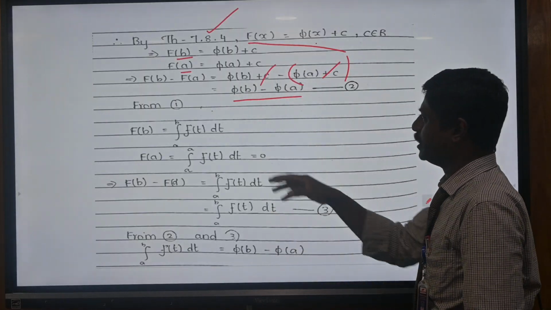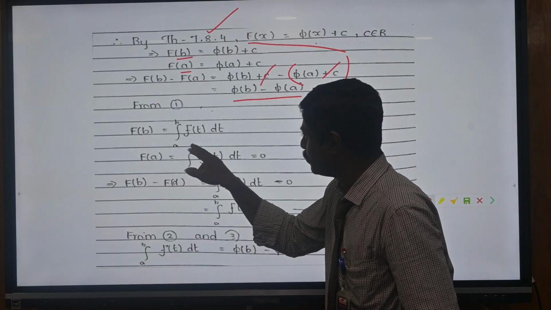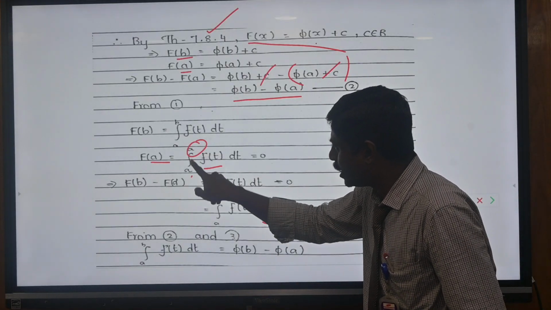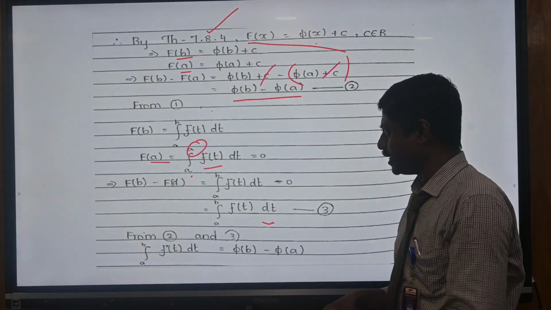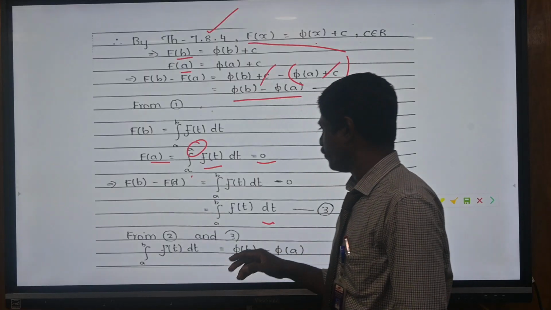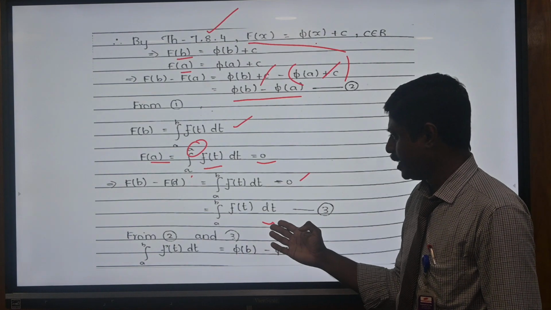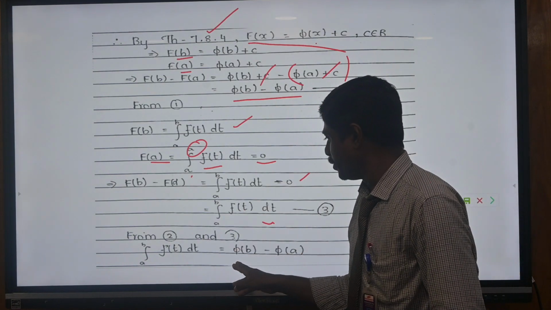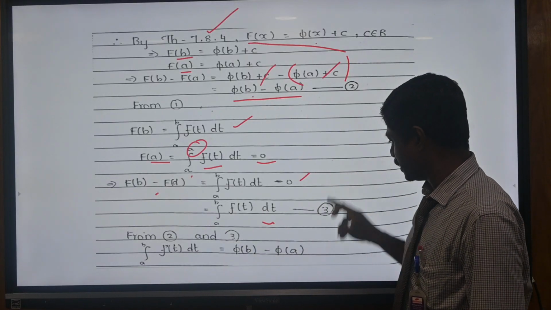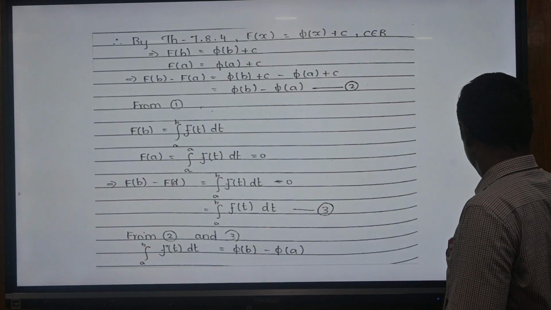From equation 1, F(b) equals the integral from a to b of f(t) dt, and for F(a), substituting a in place of b, it is the integral from a to a of f(t) dt. When you integrate, the upper and lower limits are the same, so after substituting the limits this is 0. So F(b) minus F(a) is only the first value, and the result is the integral from a to b of f(t) dt equals φ(b) minus φ(a), because F(b) minus F(a) was already found to be φ(b) minus φ(a). So this is the proof of it. If you know this result, only then can you calculate the problems.